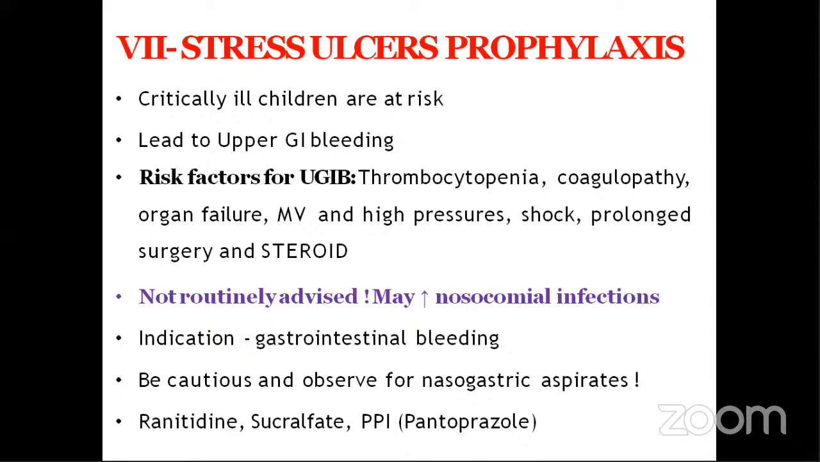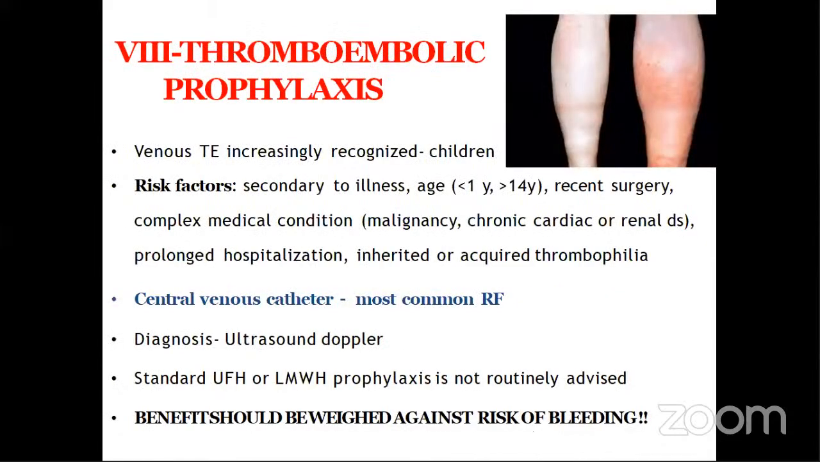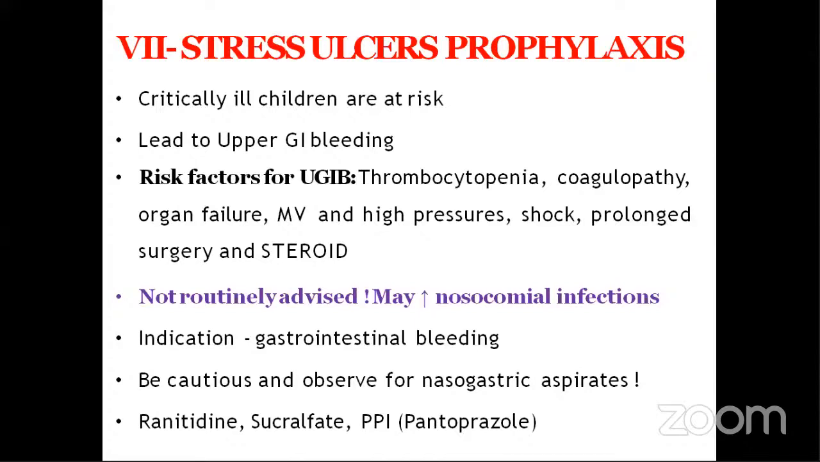And this leads to upper GI bleeding if risk factors like thrombocytopenia, coagulopathy, organ failure, mechanical ventilation and high pressures are present. The patient may be a case of shock, has undergone prolonged surgery, or is on steroids. So all these are risk factors for upper GI bleeding if a child is predisposed to stress ulcer formation. But prophylactic agents are not routinely advised because literature suggests that they may increase the risk of nosocomial infections.